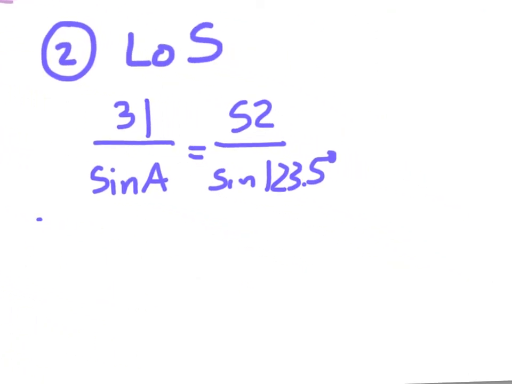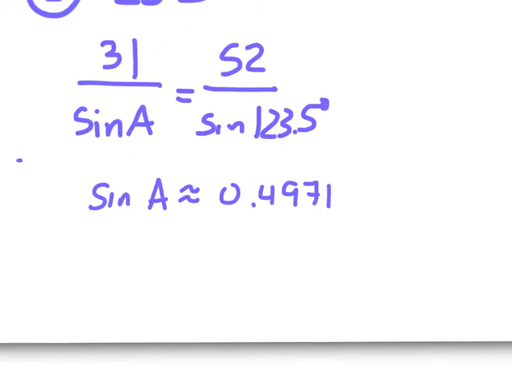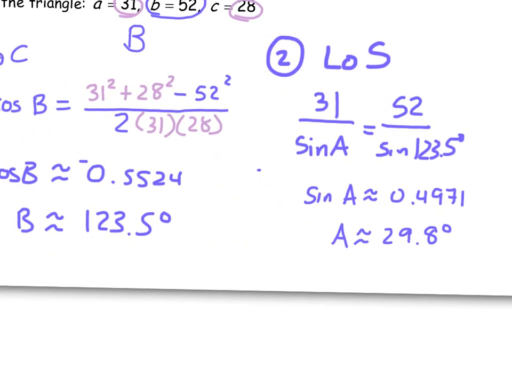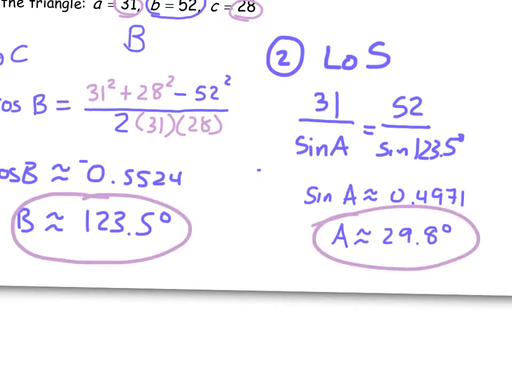Now we cross multiply here and divide vertically. So the sine of A is going to be approximately 0.4971, and now inverse sine. So A is approximately 29.8 degrees. And now that we have A, we have B. So B there is 123.5, A is 29.8.